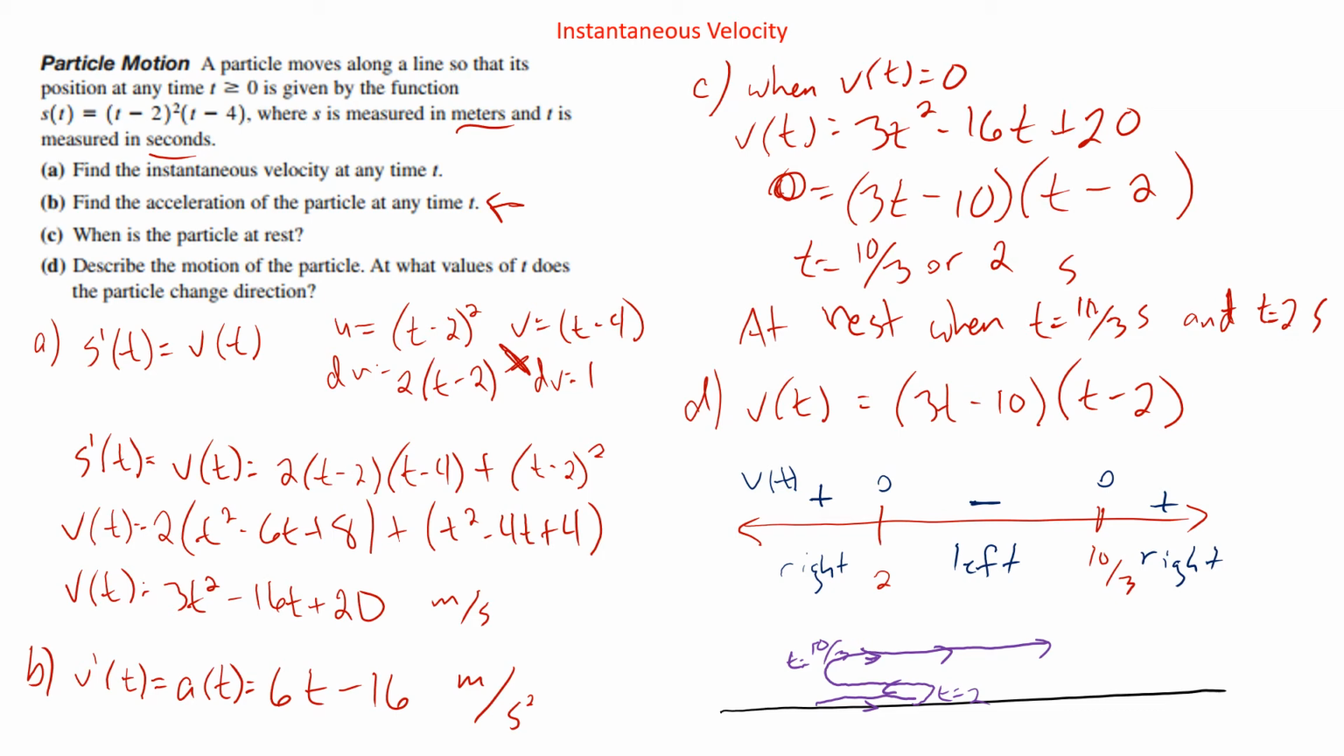If this wasn't a particle in motion, if it was a function, it would look like we'd be going up until 2 and then down until 10/3, then up again. So that's what that cubic function looks like if we wanted to graph it. So knowing what the derivative is doing can tell us a lot about the function itself.